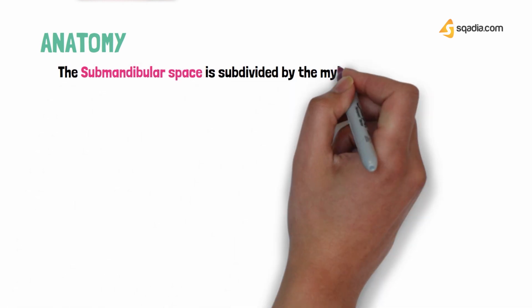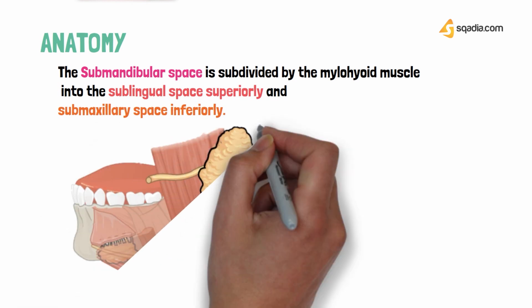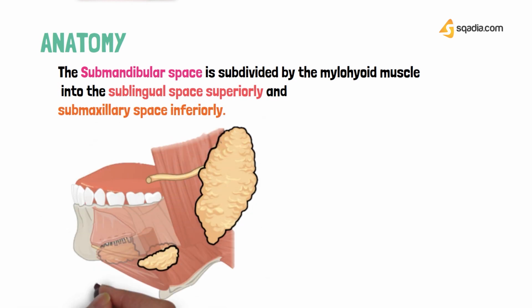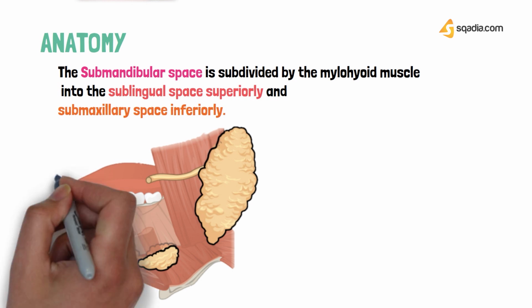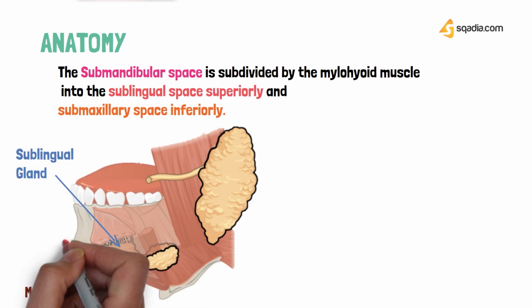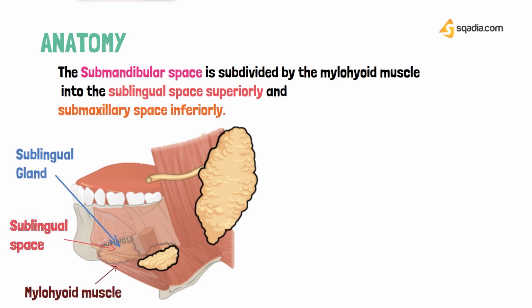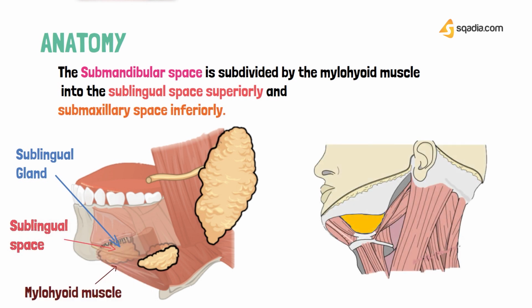Now, to understand the disease process, let's go through the anatomy. The mylohyoid muscle divides the submandibular space. Over here is the mylohyoid muscle, and above it is the sublingual gland. Just above the mylohyoid muscle, we have the sublingual space next to the sublingual gland. And just below the mylohyoid muscle is the submaxillary space.